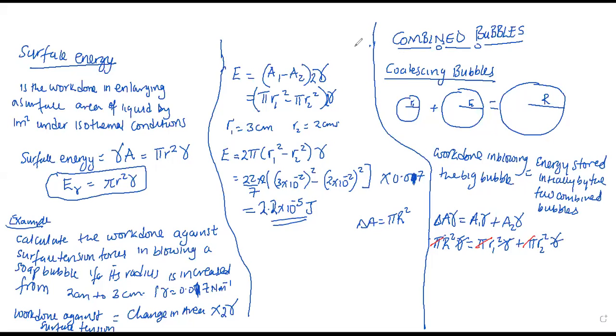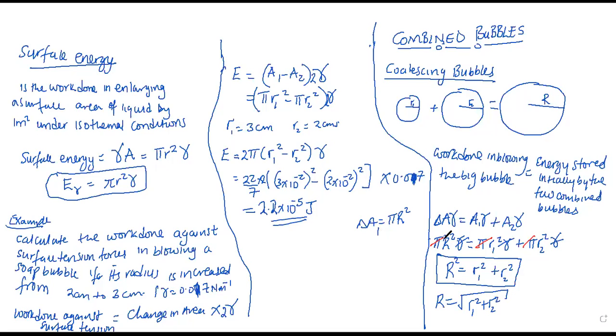So finally, we shall have R squared is equal to r1 squared plus r2 squared. And this is the expression for finding the radius of the resulting bubble when the two bubbles have coalesced. So therefore, if I want to find R alone, I will say R is the square root of r1 squared plus r2 squared.